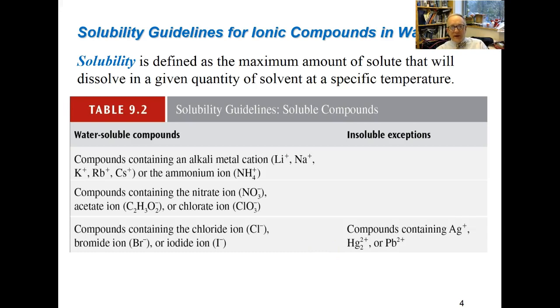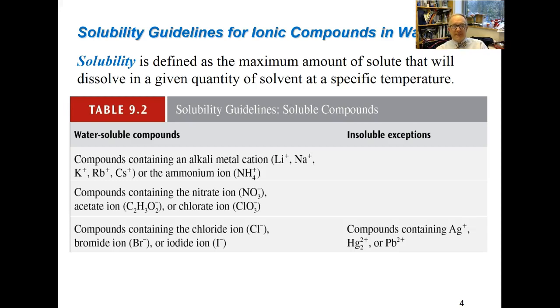If a compound contains the chloride ion, the bromide ion, or the iodide ion, Cl-, Br-, or I-, they're soluble in water, except if the cation that they're associated with is the silver ion, Ag+, the mercury 1 ion, Hg2 2+, or the lead 2+ ion. If those anions are with those cations, that compound will be insoluble. It'll precipitate. Examples of that would be silver chloride, mercury iodide, or lead bromide. Those compounds will be insoluble.